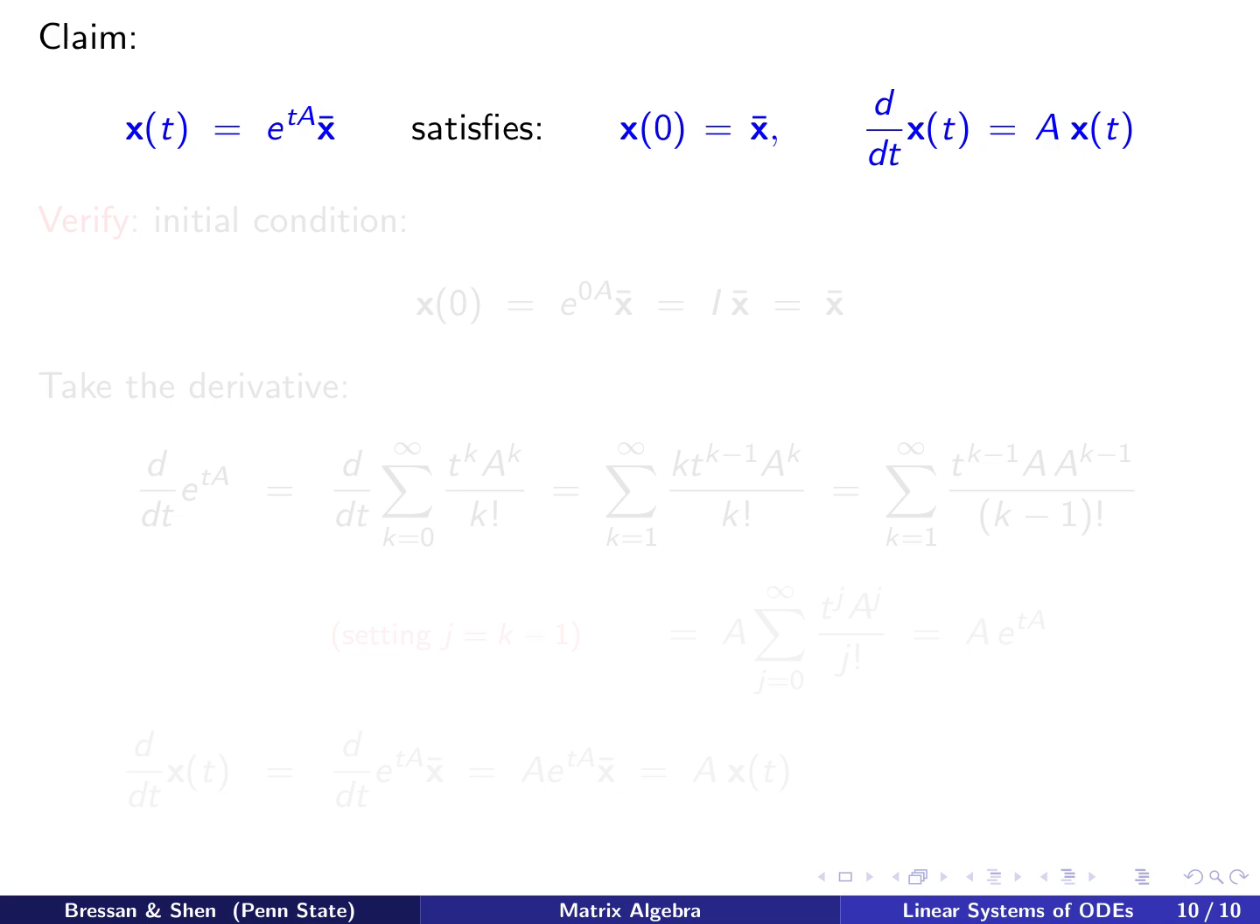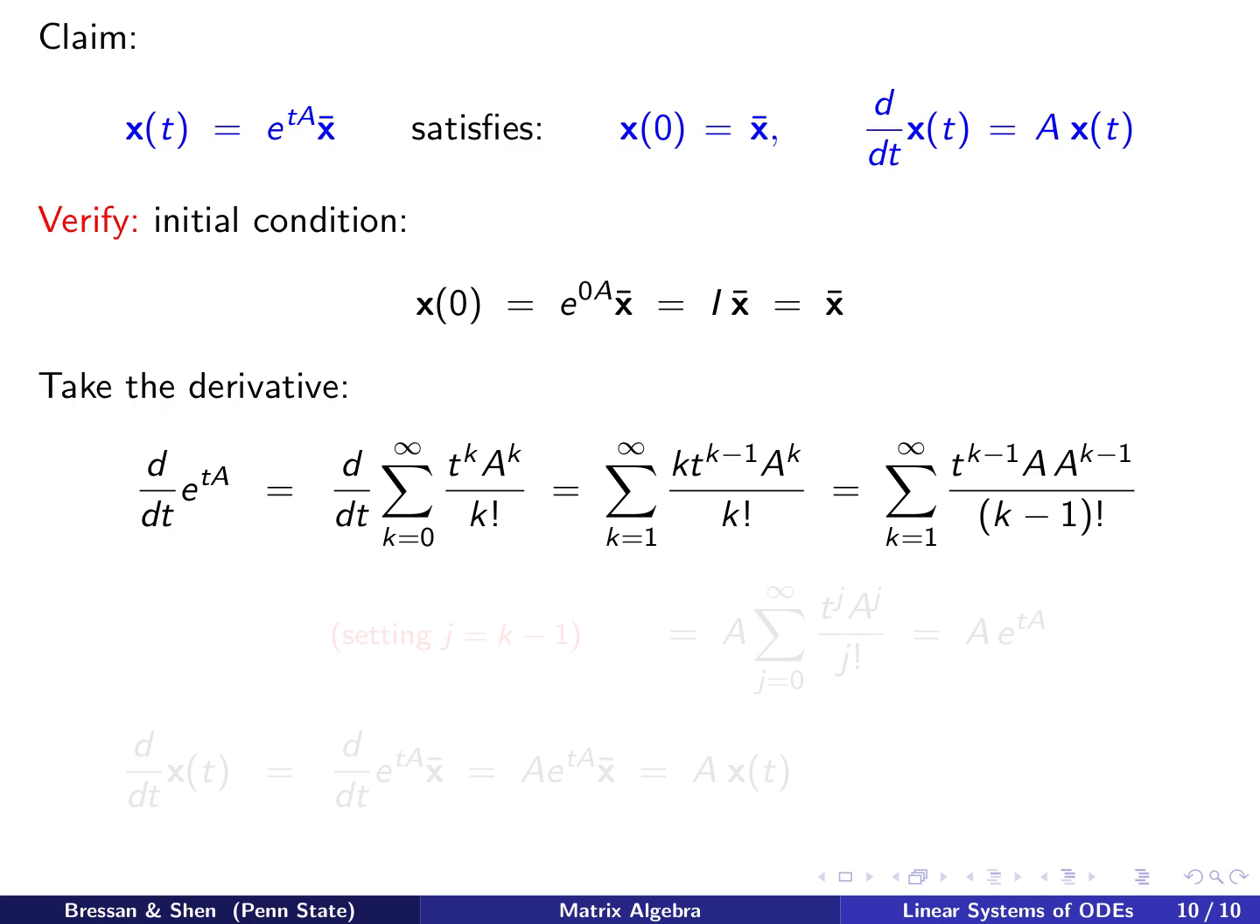Okay, so let's summarize our claim. We claim that a function like this would satisfy this initial condition and these systems of ordinary differential equations. Let's verify if that's true. So let's first check the initial condition. x of 0 would be putting 0 here, and then e to the 0 is the identity matrix, and then you get x bar. So the initial condition is satisfied.